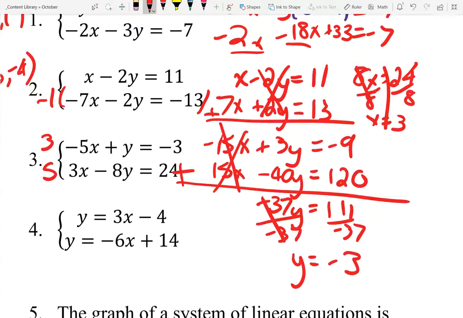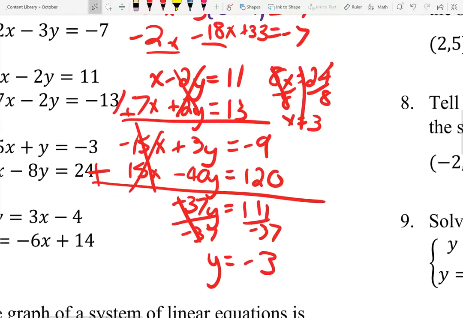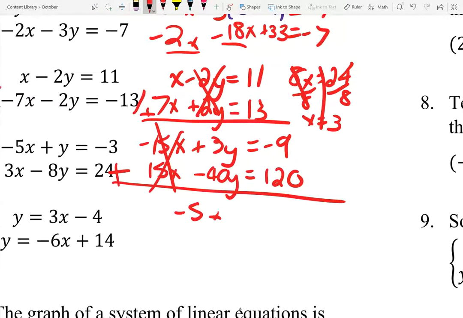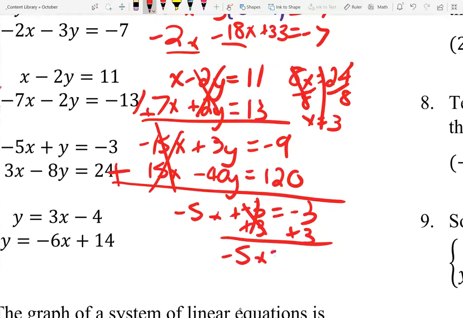So now that I know y is negative 3, just like before, I can plug that in for y. It doesn't matter which equation, but plug it in for y and solve for x. So I'm going to plug it in the first one. Let me erase this just so I have some room. If I plug it into the first equation, I get negative 5x plus y equals negative 3. But again, I'm replacing y with negative 3. So the opposite of minus 3 is going to be adding 3. That'll cancel it out. Add 3 to that side as well. You have negative 5x equals negative 3 plus 3, which is 0.